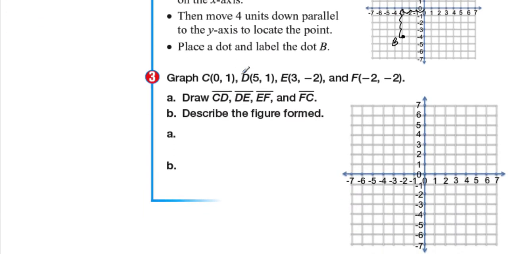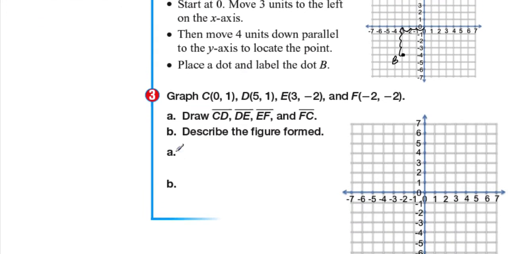Let's take this one step further. In example 3, we want to graph point C, point D, point E, and point F. Letter A asks to draw segments CD, DE, EF, and FC. Letter B asks what kind of figure is formed. Let's start by graphing point C. Point C is 0, 1. Since x is 0, we don't move any unit to the left or right of our origin, and since y is 1, we simply move 1 unit up. This is now point C.